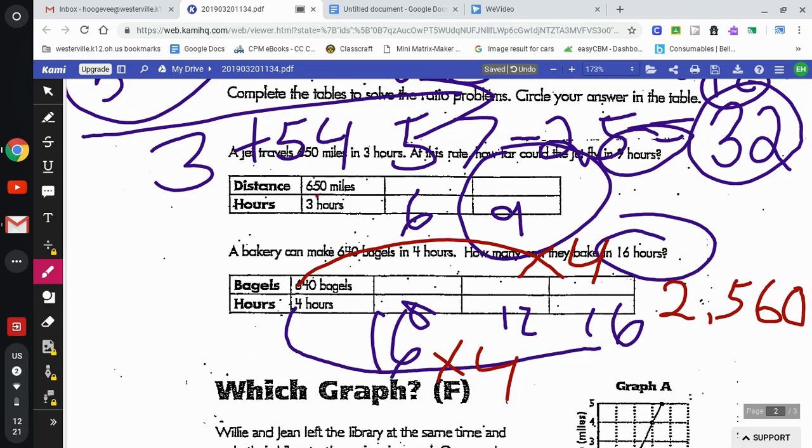Next one, you got 3. So how'd you get to 9? You probably multiplied that by 3. So what you do on the bottom, you do on the top. You multiply it by 3. And you would have got 1,950. That's it. So again, what you do on the bottom, you do on the top.